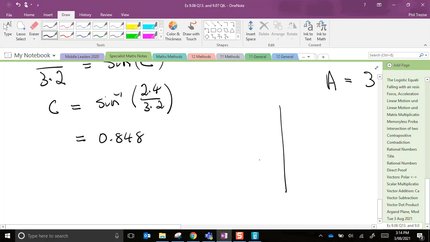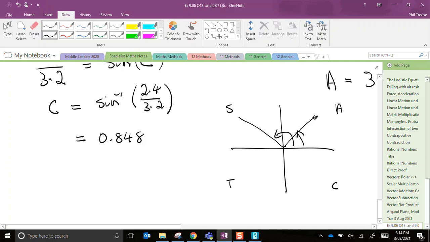Well, remember, whenever we take the inverse of a trig ratio, we have to consider the "all stations to central" rule. 0.848 is an acute angle. That's the angle 0.848. That might be the value of C. But that's not the only place where sine is a positive number. Sine is also a positive number in the second quadrant, and it might be this angle here.